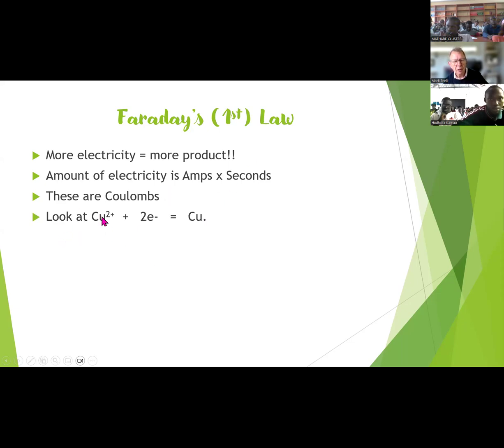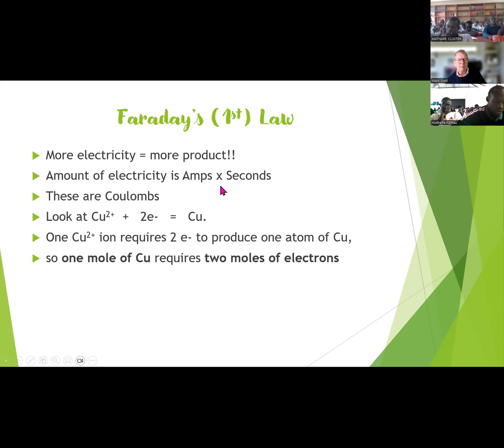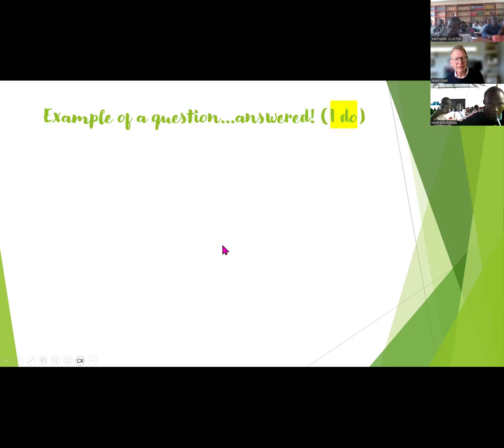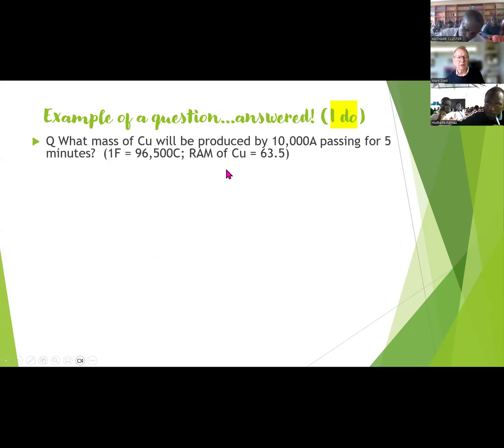If we look at copper ions being discharged, 1 mole of copper ions requires 2 moles of electrons to make 1 mole of copper. 1 mole of copper requires 2 moles of electrons. Now, 1 mole of electrons is 1 Faraday. You know this, 96,500 coulombs. And therefore, all we have to do, so I would be doing this as my example. I'd say here, what mass of copper will be produced?